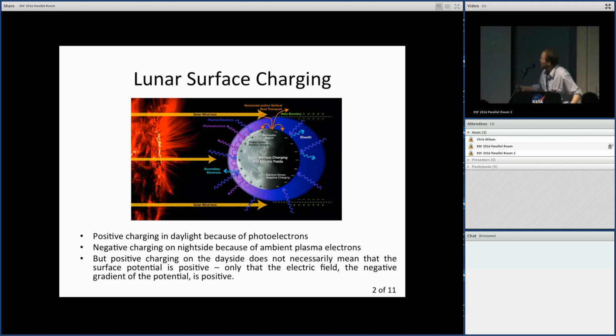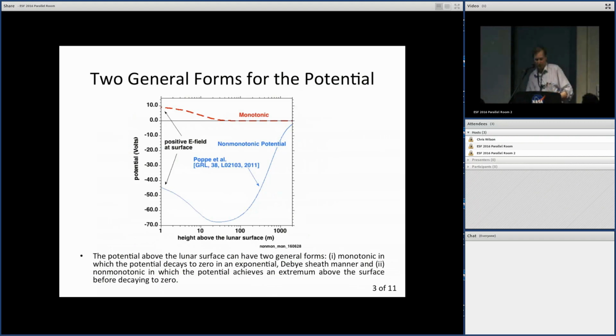But just because the lunar day-side surface charges positive does not necessarily mean that the day-side lunar surface has a positive potential. All it means is that the electric field above the day-side lunar surface is positive. The day-side lunar surface can have either a positive or a negative potential.